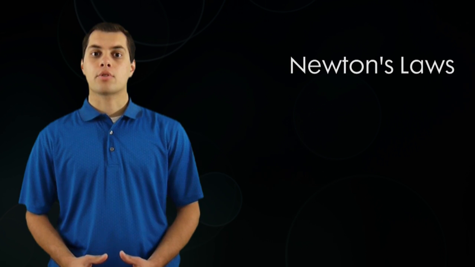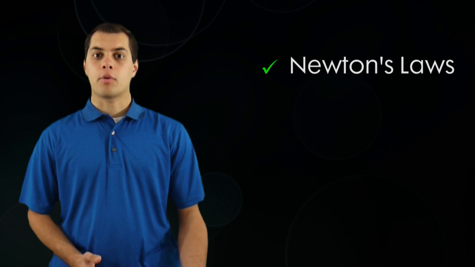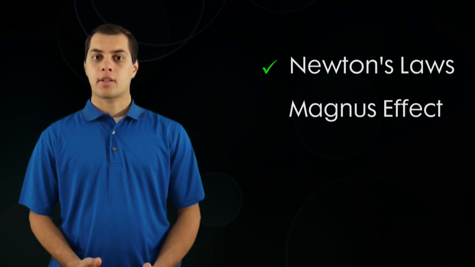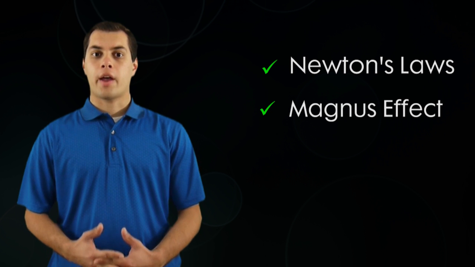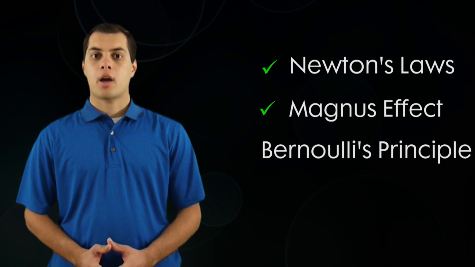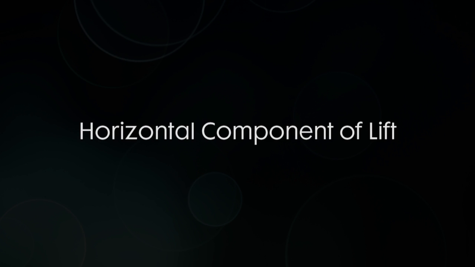Right off the bat, I want to mention a few little nuances. First of all, you might hear that lift is generated by Newton's laws. When the propeller spins, it pushes the air back, which pulls the airplane forward, so there's your action-reaction. You might also hear about the Magnus effect, and feel free to research all that. But we're focused on Bernoulli's principle, the low pressure on top, high pressure on the bottom, and that's primarily how the airplane generates lift.